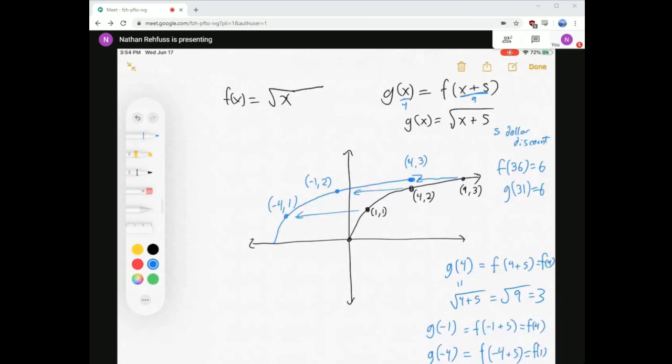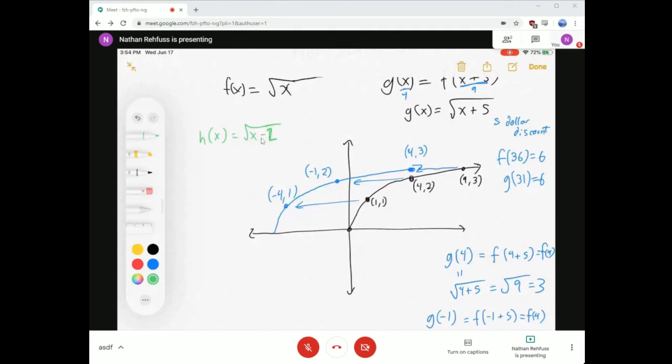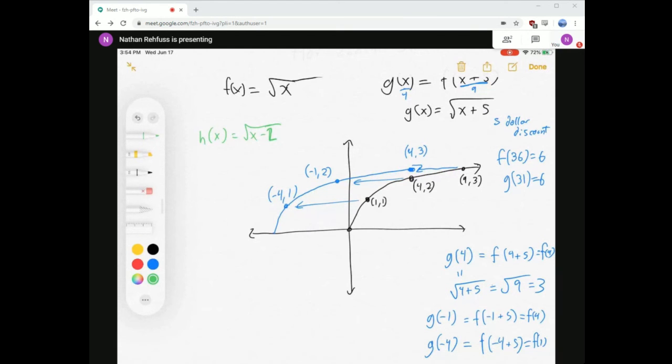So what if I do want to go to the right? Well, let me draw h here. If I do square root of x minus, let's do minus 2. This is like saying, oh, you have to pay me $2 more. So f of 9 is 3, but if I take h of 9, I'm going to get the square root of 7, and that's no good. But if I take h of 11, that's the same as f of 11 minus 2. So that's the same as f of 9.